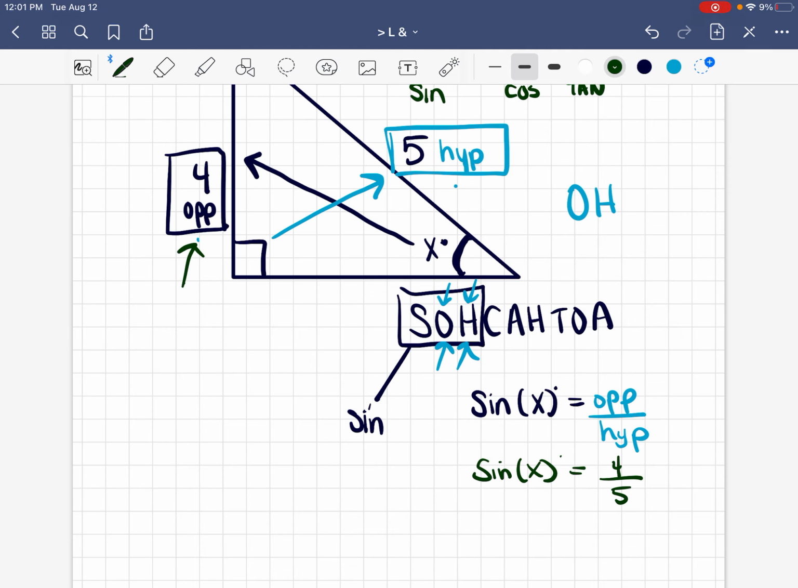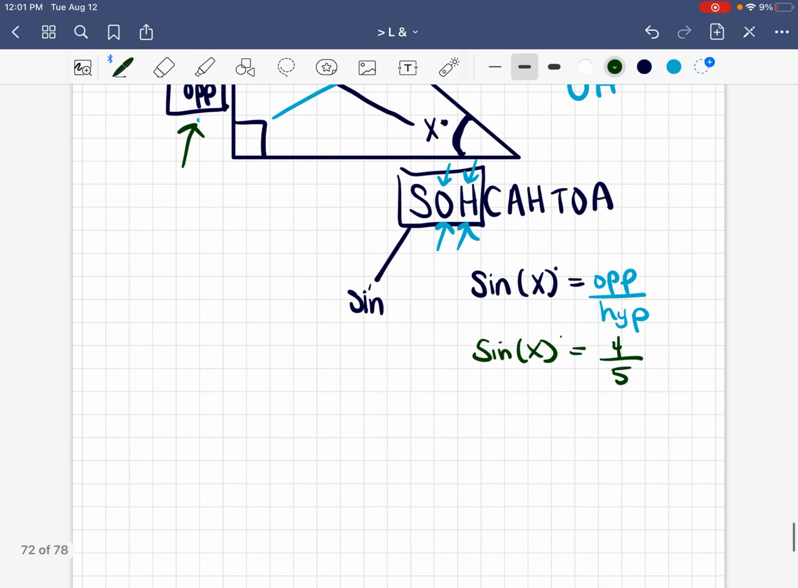Sorry about that. Okay, so the first thing you do in order to solve this problem is you figure out what 4 over 5 is equal to. And 4 over 5 is equal to 4 divided by 5. So 4 divided by 5 is 0.8. So we're finding the sine of X is equal to 0.8. So what you're going to do with your calculator, and I'm sorry for not mentioning in the beginning that you're going to need a calculator.